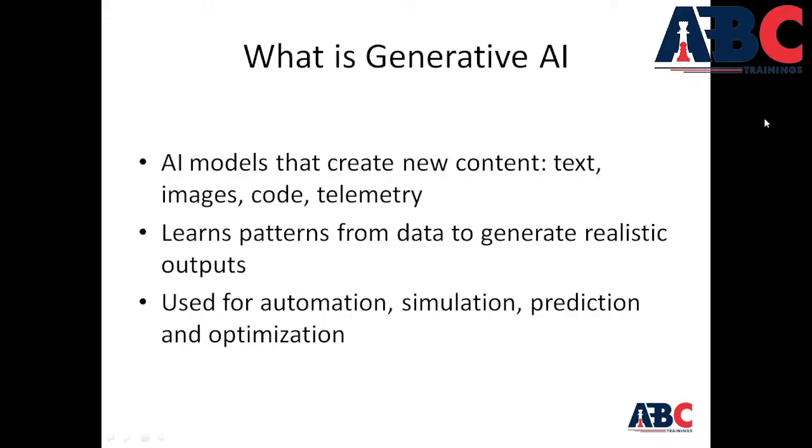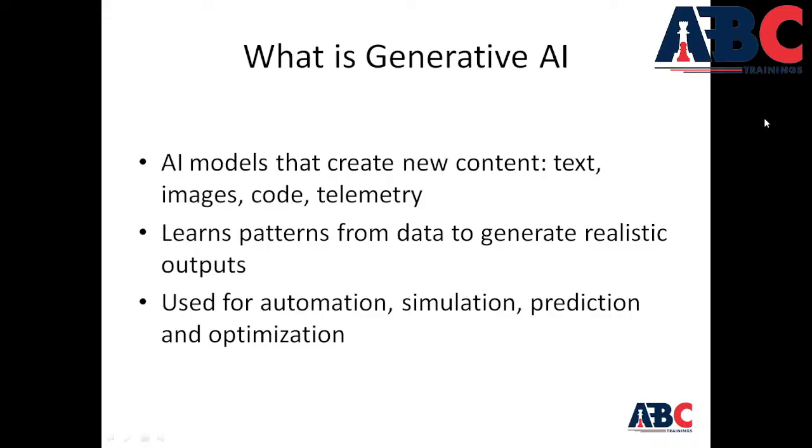So the first slide is about what is generative AI. Generative AI refers to a class of artificial intelligence technologies capable of creating new content such as text, images, audio, code, or simulations based on patterns learned from vast data sets. It uses advanced machine learning models, particularly large language models and generative adversarial networks, to understand context, replicate styles, and produce outputs that closely resemble human creativity.